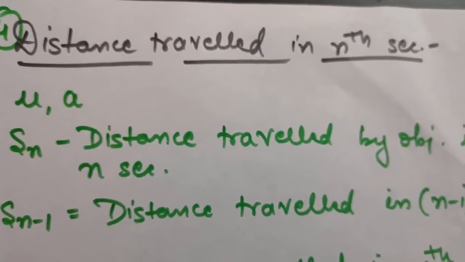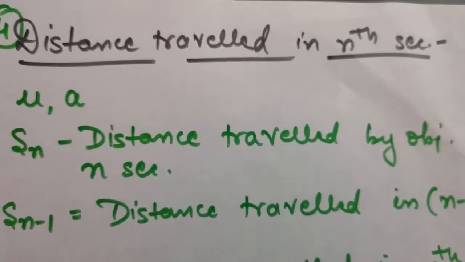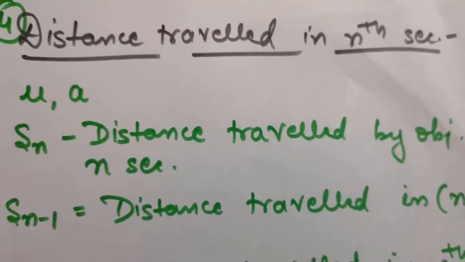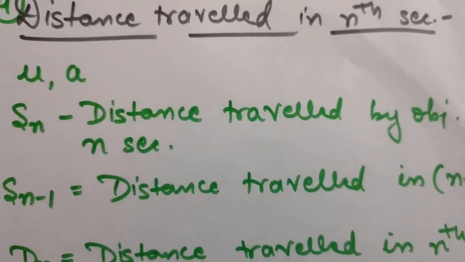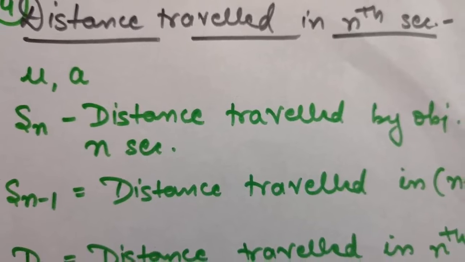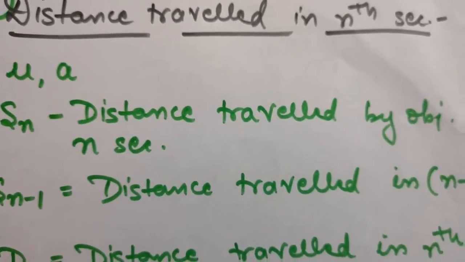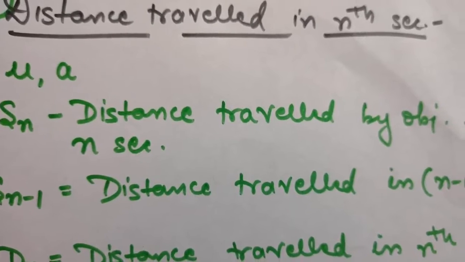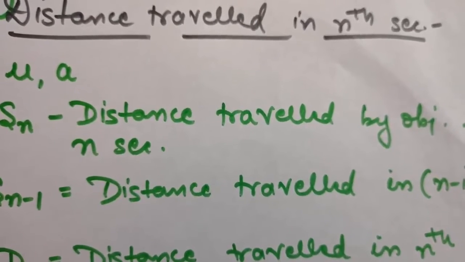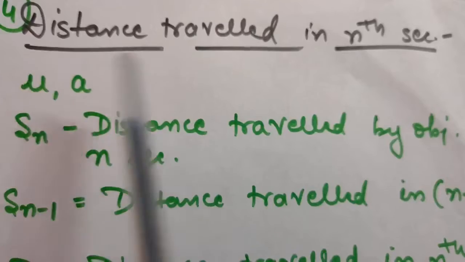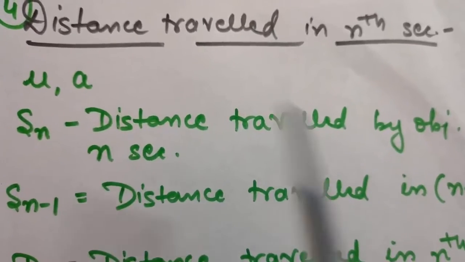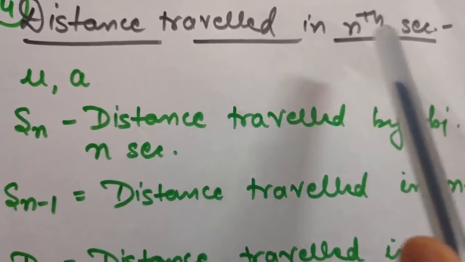Okay, so this is not distance traveled in n seconds, this is distance traveled in nth second. For example, if some object is covering 5 meters, let's say, and if I want to know what is the distance covered in the first 1 second, then this formula will be used, which we will be deriving. So this is the distance traveled in any particular second.